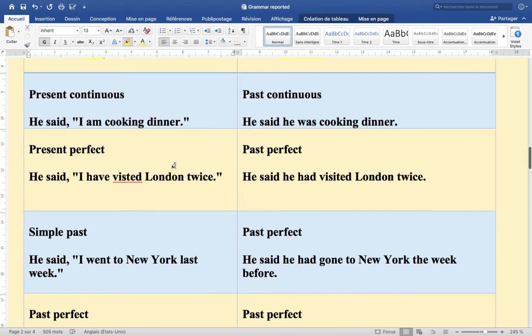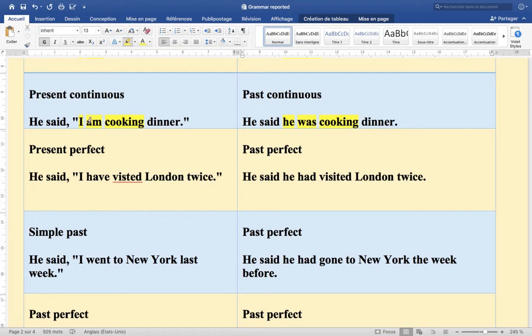Then we're going to move to present continuous. We have verb to be plus verb plus ing form: I am cooking the dinner. The present continuous is going to be past continuous. What changes am I going to make? Here we have I am, so I is going to be he, and the verb to be in present is going to be the verb to be in the past, and we have cooking.